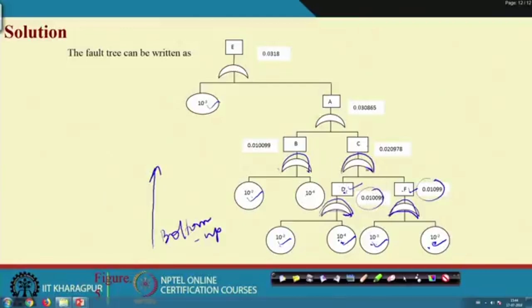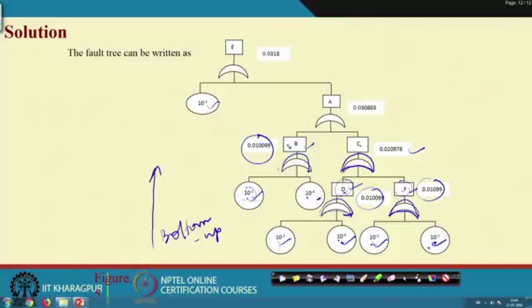Again, it is another OR gate. So, what will be the probability of C? Probability of D plus probability of F minus probability of D into F will give you this one. Similarly, on this side, probability of B will be 10 to the power minus 2 plus 10 to the power minus 4 minus 10 to the power minus 2 into 10 to the power minus 4. This will give you this probability.